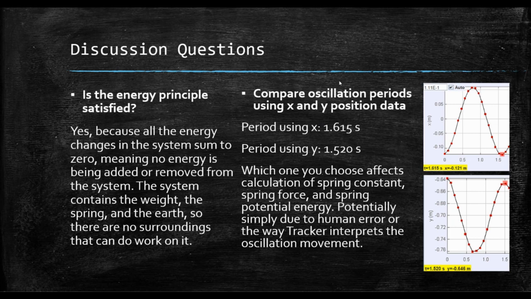Next, I compared the oscillation periods using the x and y position data, and I found that the period using x was 1.615 seconds, and using y was 1.52 seconds. Which one you choose to use affects the calculation of the spring constant, which in turn affects the calculation of the spring force and spring potential energy. This could be due simply to human error or the way Tracker interprets the oscillation movement.